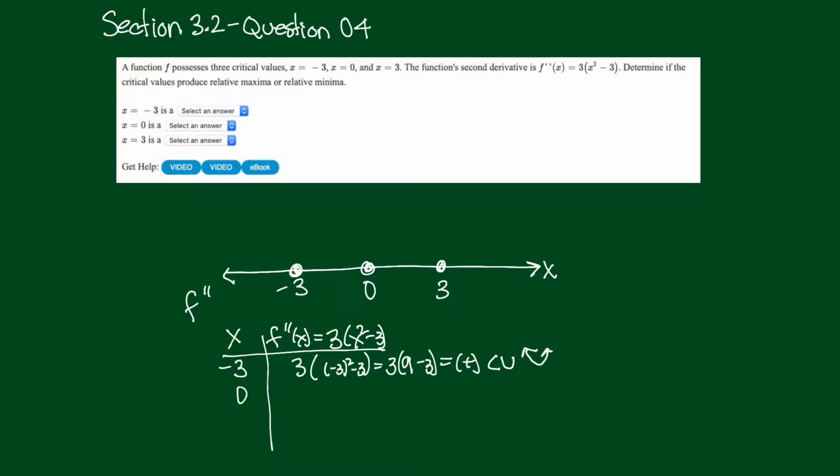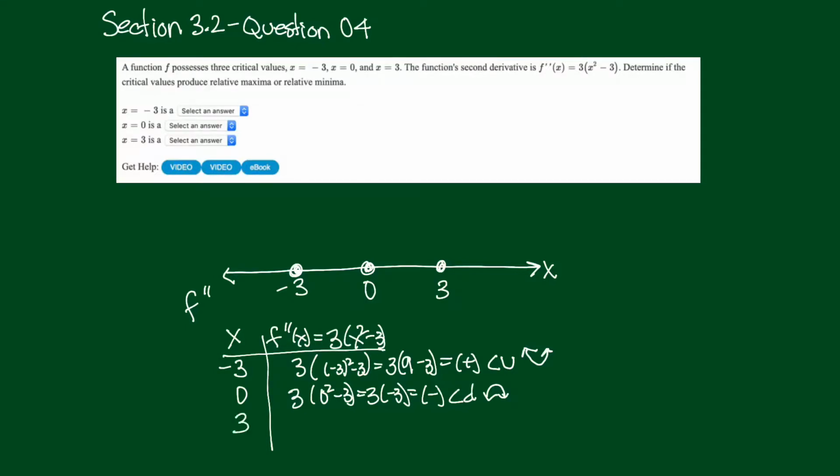Now put in 0. At 0, we're going to get 3 times 0 squared minus 3. That's just going to be 3 times -3, which is negative. That means it's concave down. It opens downward like this.